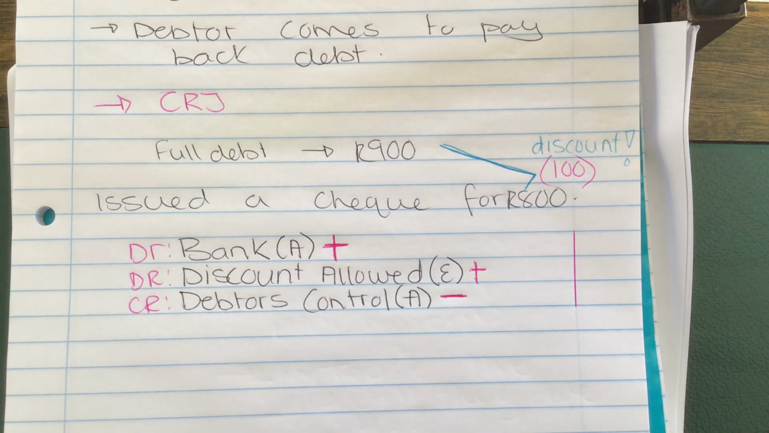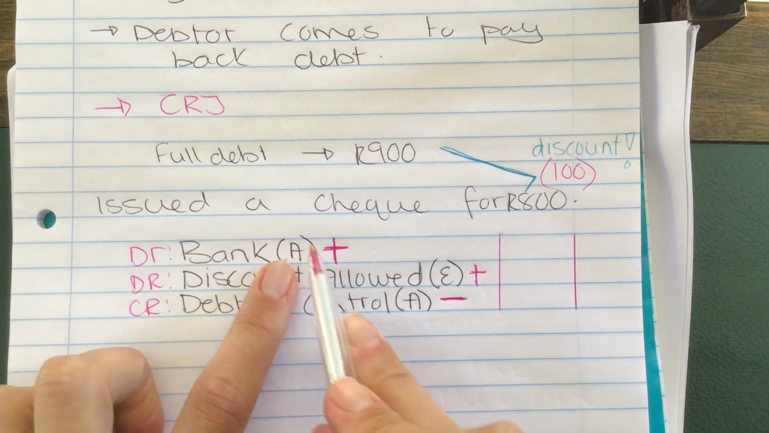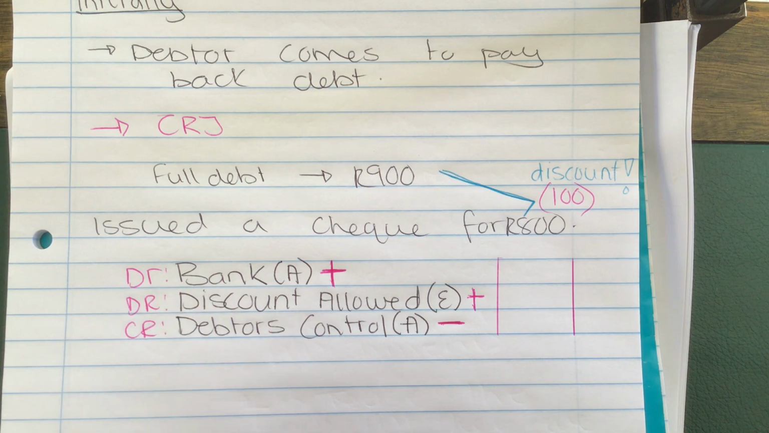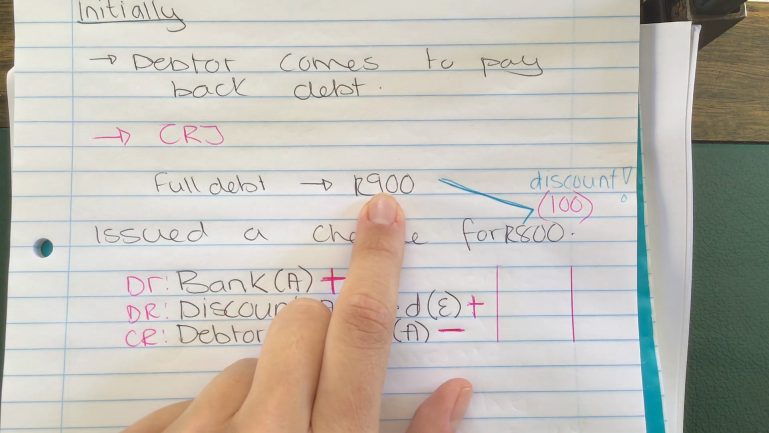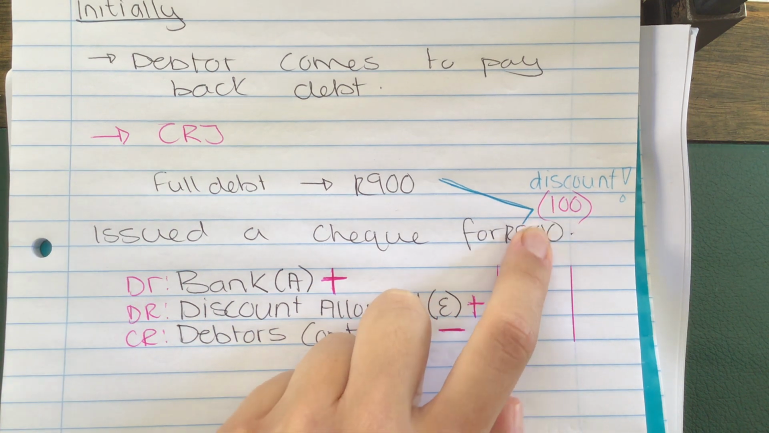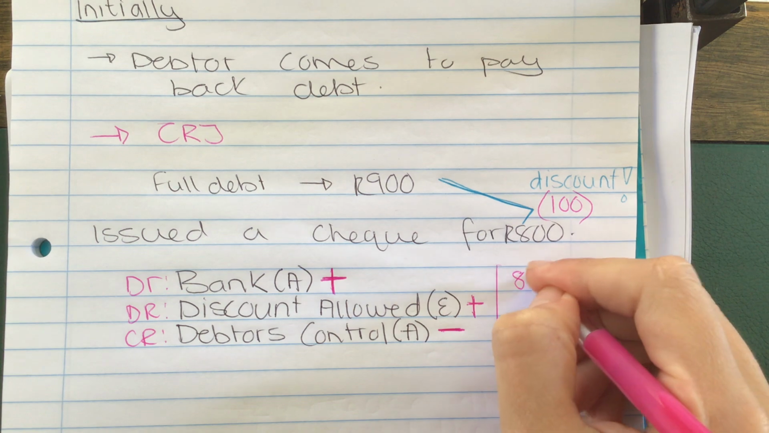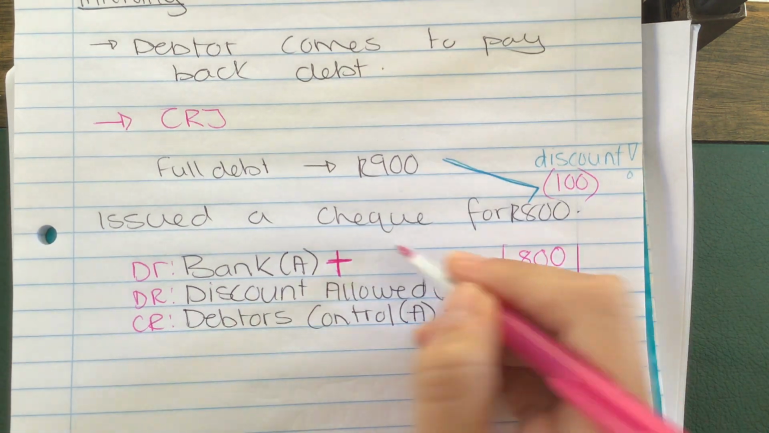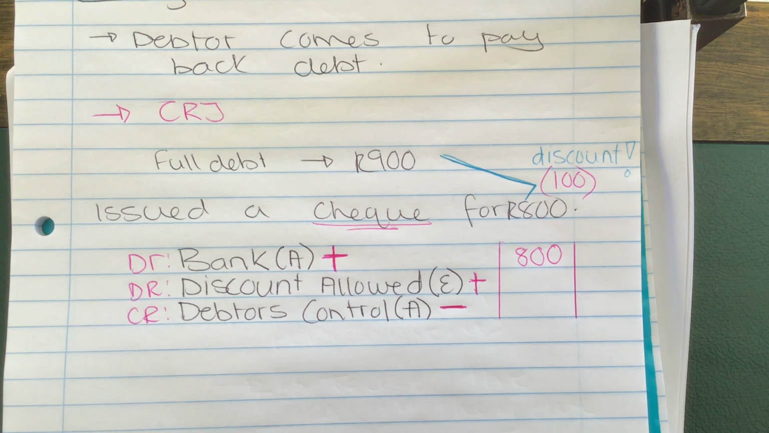Okay, so we need to debit bank. Now, what are we actually receiving? Are we receiving the full debt amount? Are we receiving 100 Rand or are we receiving 800? We are receiving the 800 Rand, okay? Because that's what the debtor wrote on his check. So that's what we actually received.